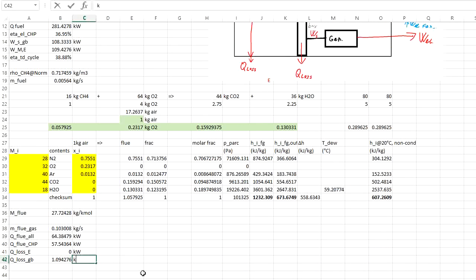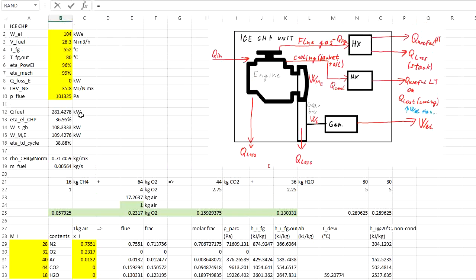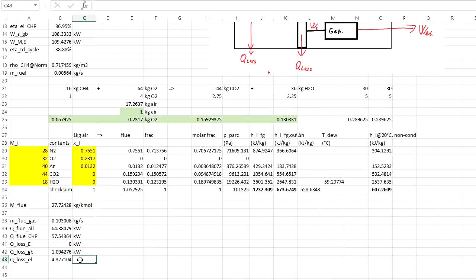So it's about 1 kilowatt. Then the heat loss in conversion from mechanical to electrical and electrical conversions, like the generator and some power electronics. So Q loss, let's call it electrical, is the mechanical work at the shaft going to the generator multiplied by 1 minus the efficiency of the generator and related systems over here. That's 4 kilowatts.